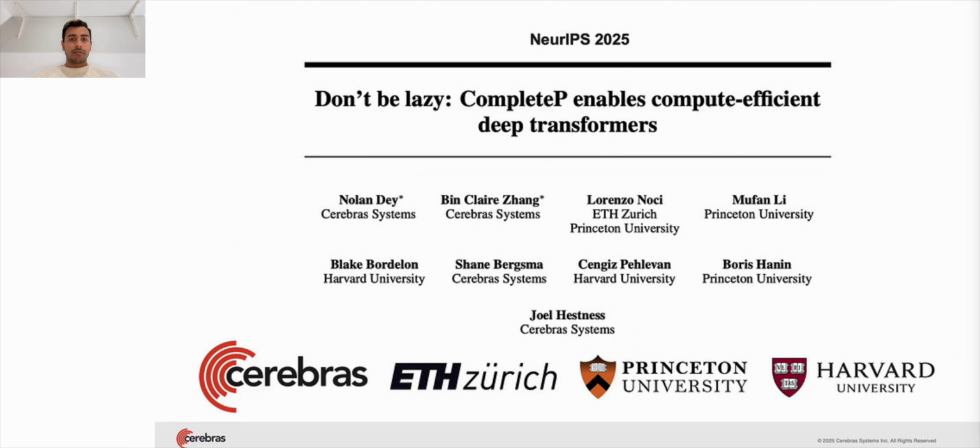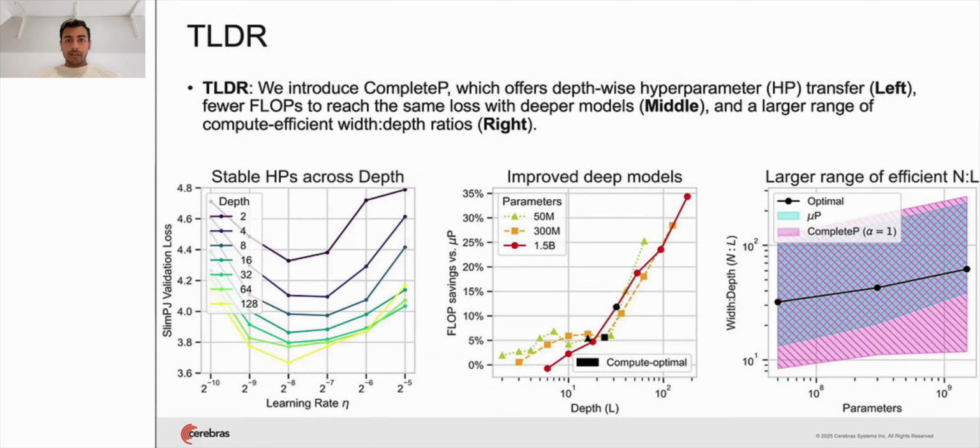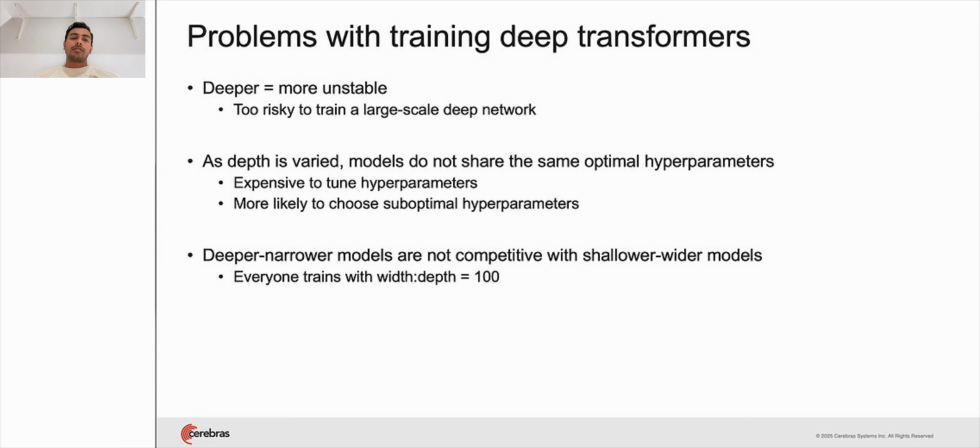CompleteP enables compute-efficient deep transformers. The TLDR is that we introduced CompleteP, which offers depth-wise hyperparameter transfer, fewer flops to reach the same loss with deeper models, and a larger range of compute-efficient width-to-depth ratios. First, let's start with the problem.